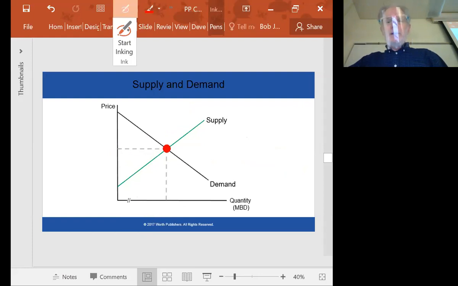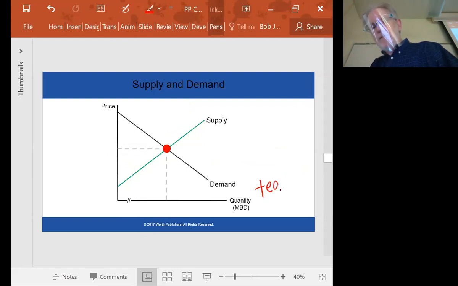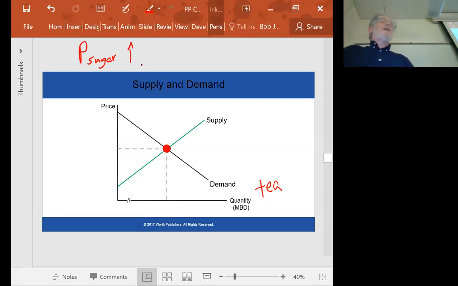Let's say you have a question that tells you that this is the market for tea: demand for tea, supply of tea, quantity, price of tea. And you're told that the price of sugar has increased substantially. You're asked, is this going to have any effect in this market? And if so, what's the effect going to be? Okay. What's your first step?